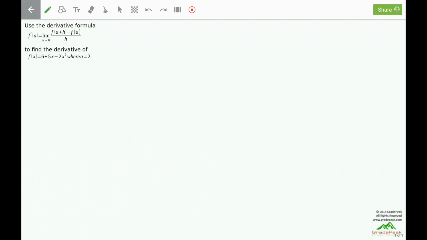Use the derivative formula f prime of a equals the limit as h goes to 0 of f of a plus h minus f of a over h to find the derivative of f of x equals 6 plus 5x minus 2x squared, where a equals 2. First thing to do is write down the derivative formula specifically for our a value of 2. So f prime of 2 equals the limit as h goes to 0 of f of 2 plus h minus f of 2 all over h.